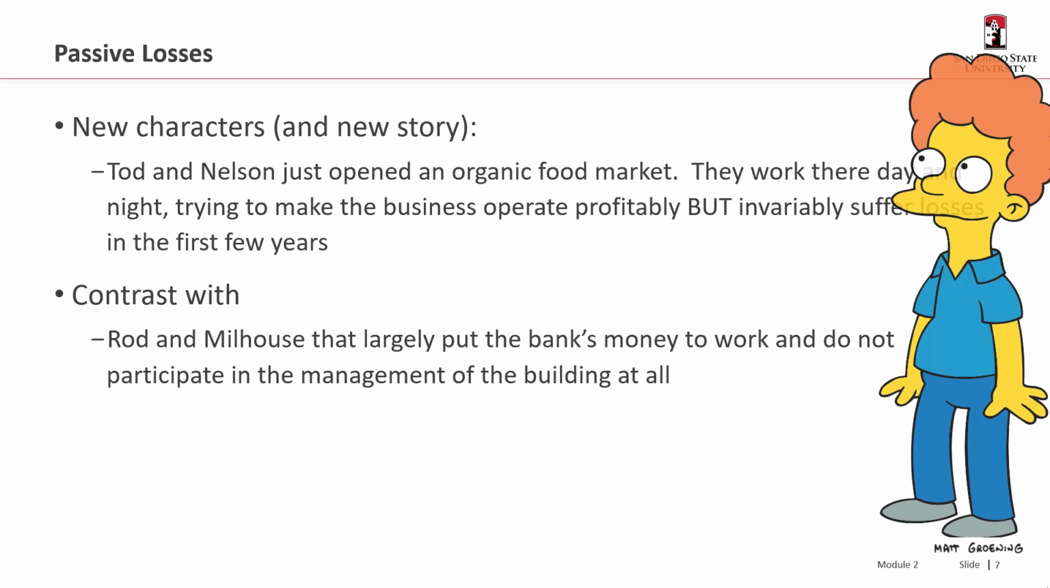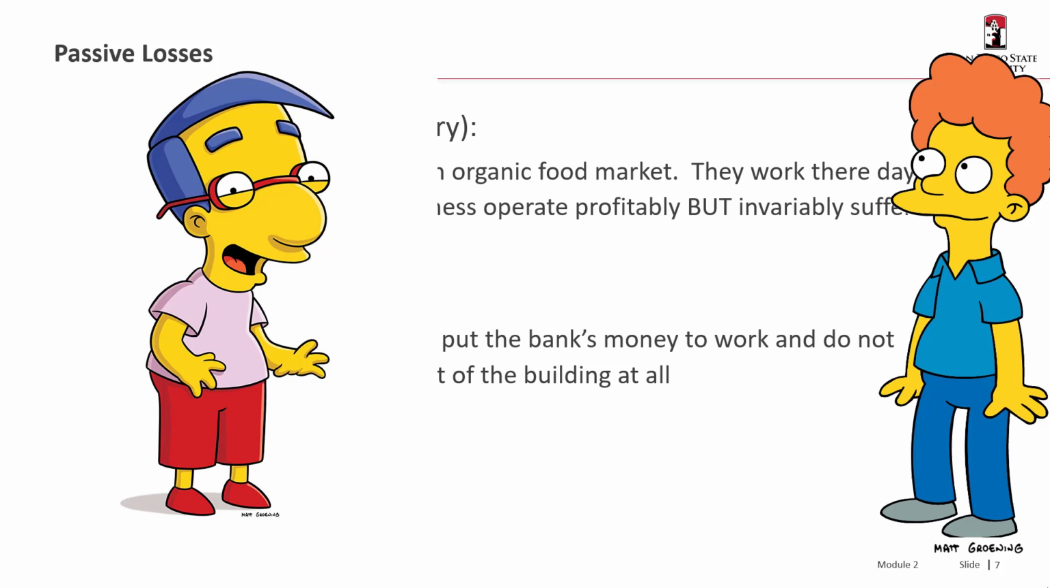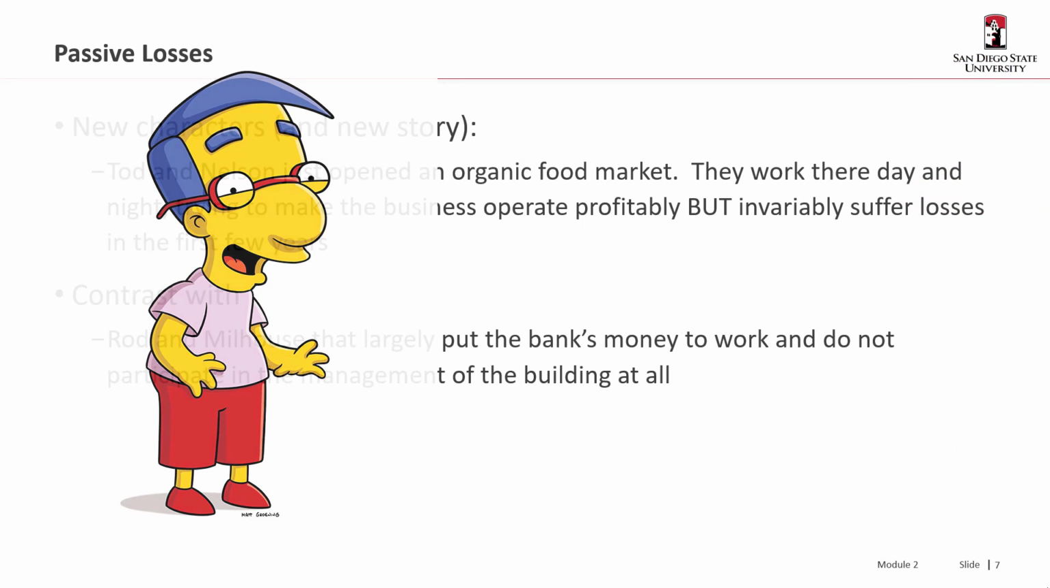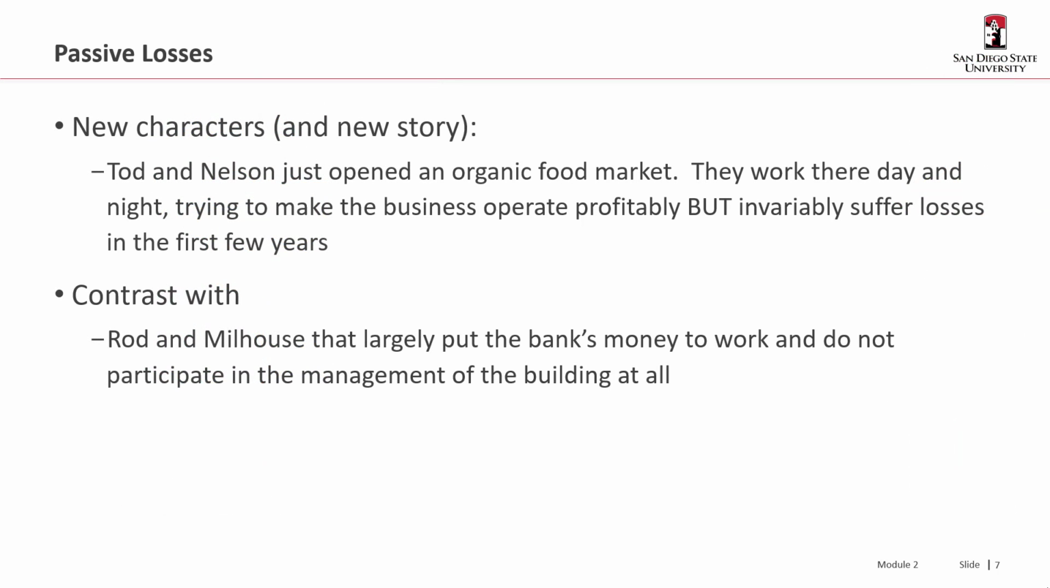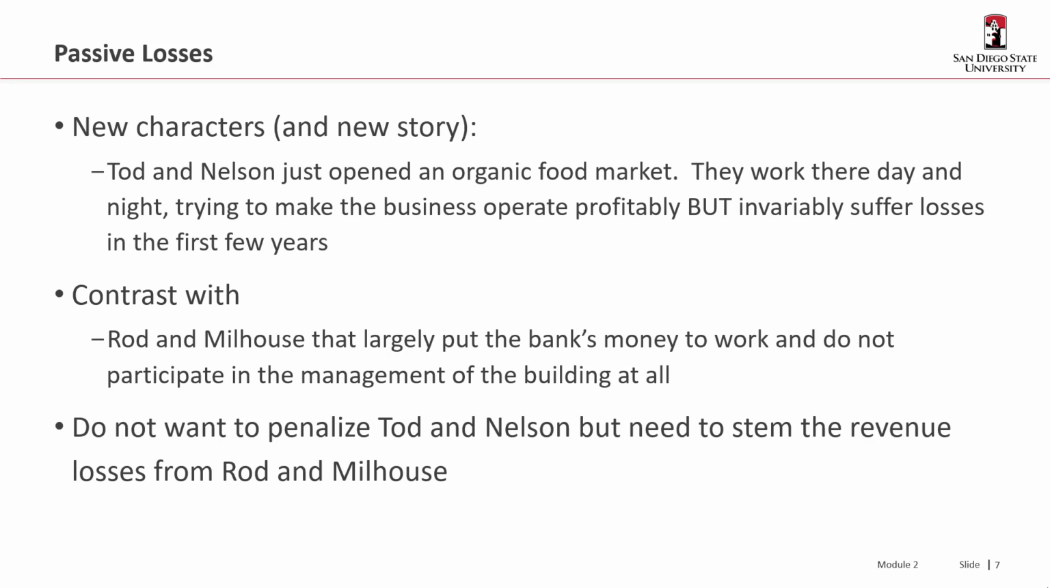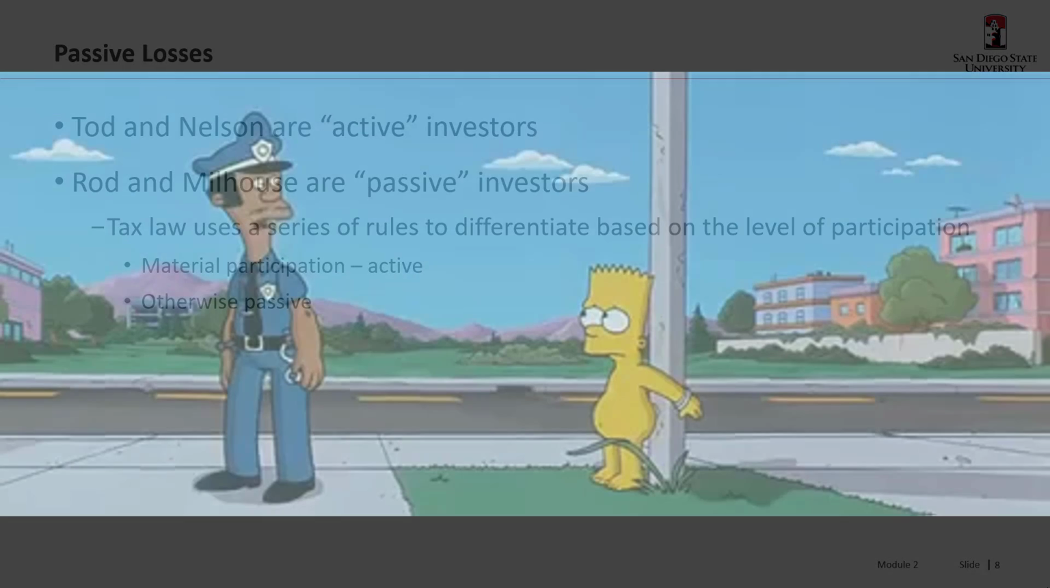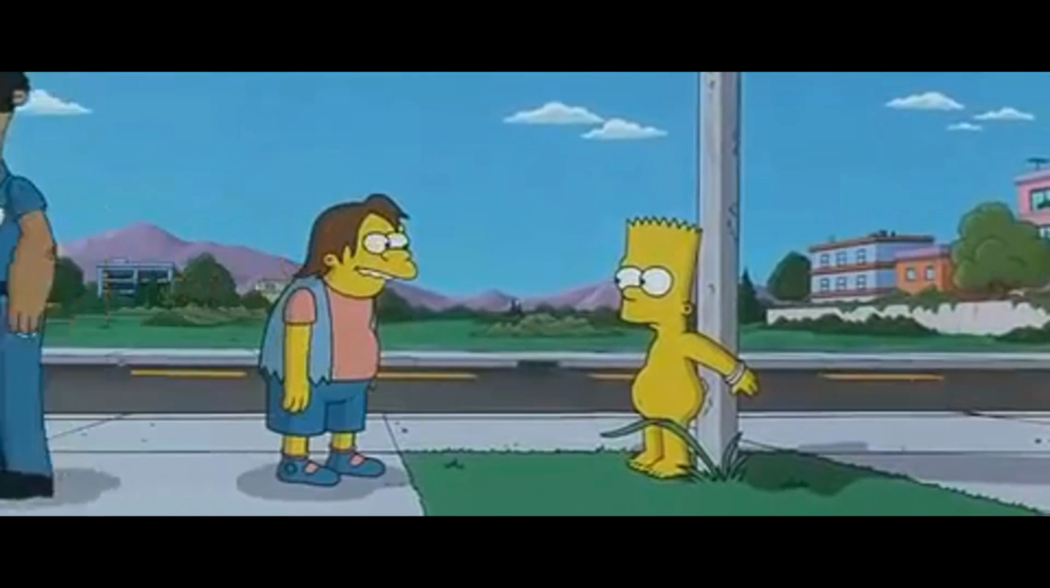We can contrast that with Rod and Millhouse, who really were just putting all the bank's money to work. They don't participate in the management of the building at all. There's no sweat equity at play here. So what we want to do is build a set of rules that don't penalize Todd and Nelson, but do penalize Rod and Millhouse.